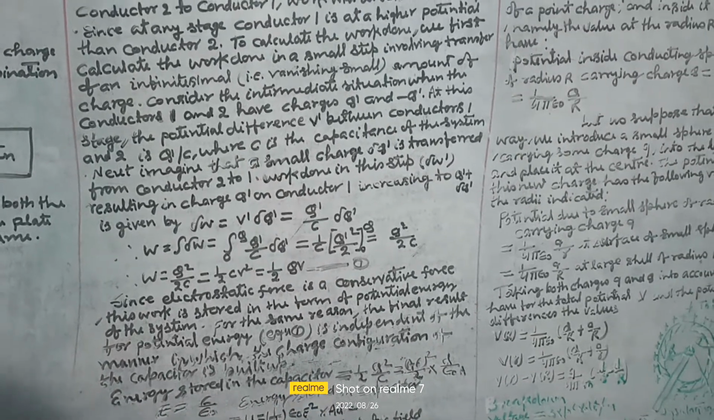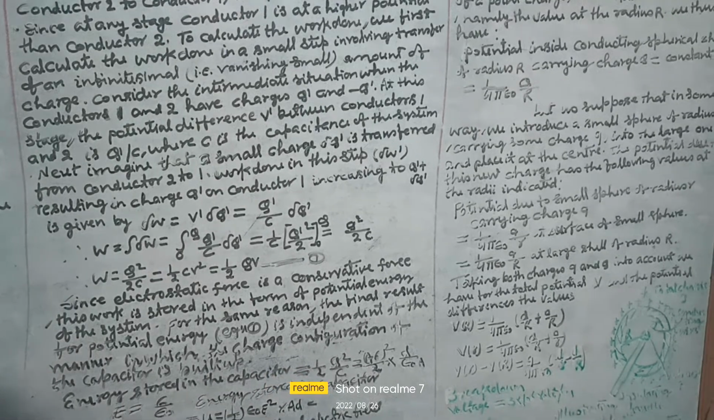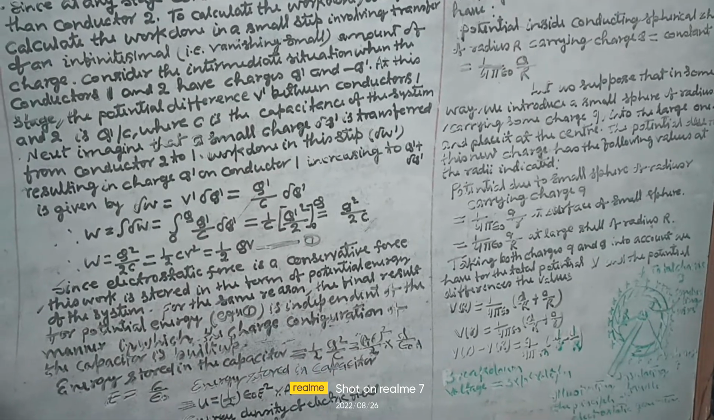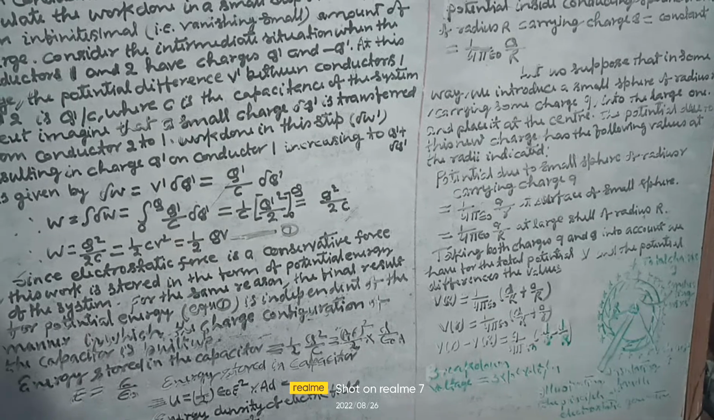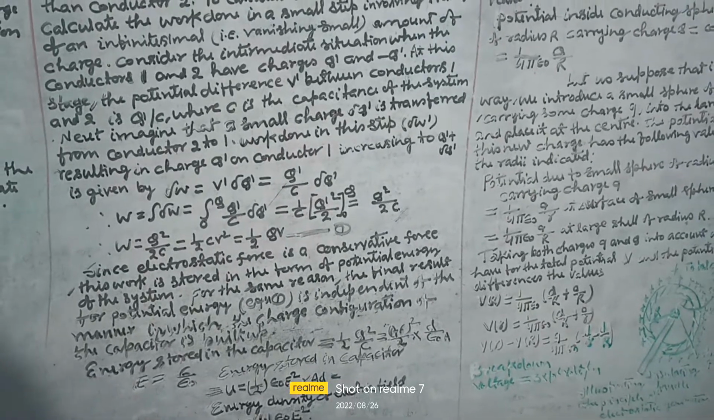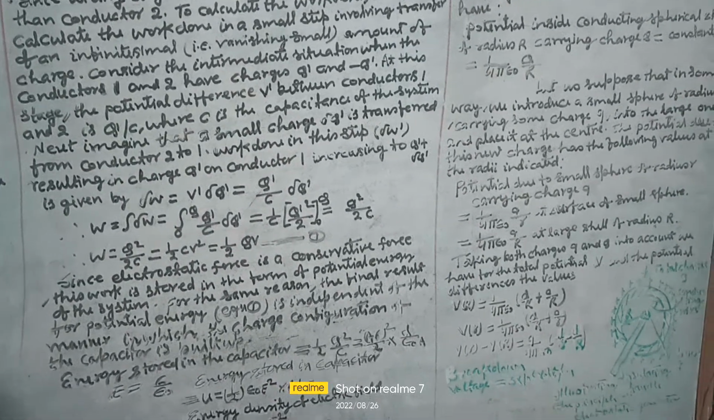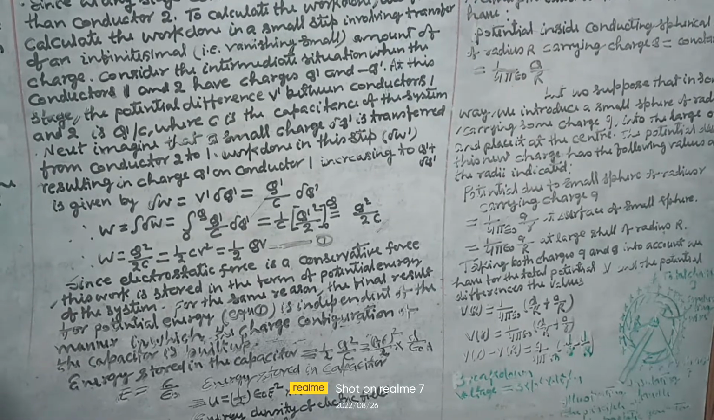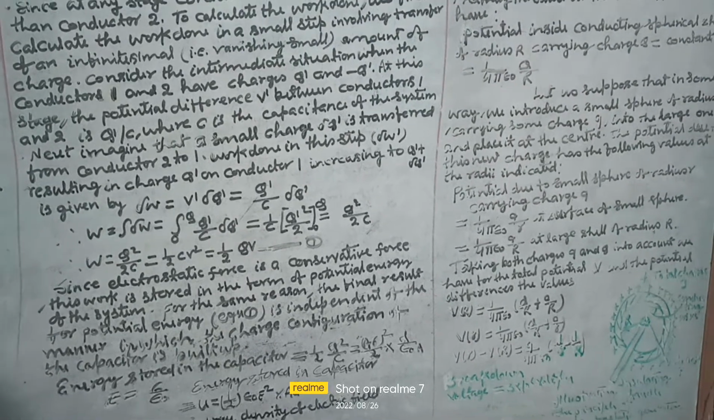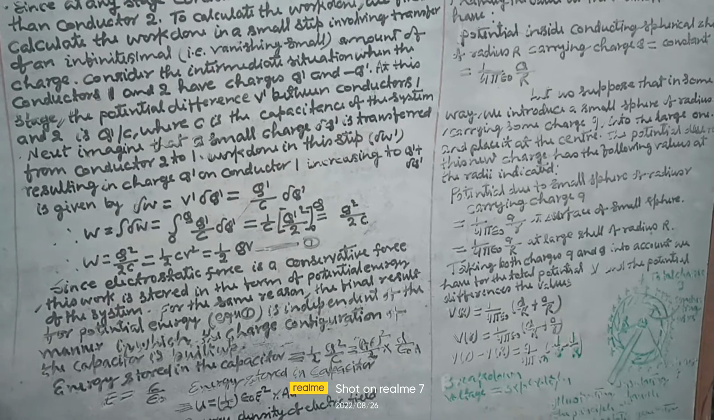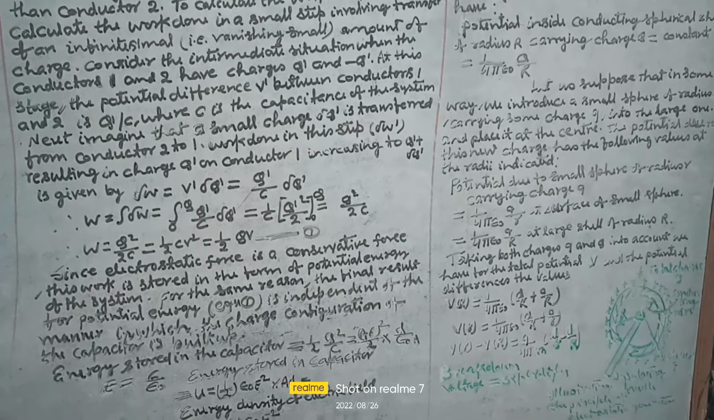Therefore, the energy stored in the capacitor is Q^2/2C, or (1/2) times sigma squared A over epsilon naught times d. E = sigma/epsilon naught. Energy stored in the capacitor is U = (1/2) epsilon naught E^2 times Ad. The energy density of the electric field is u = (1/2) epsilon naught E^2.